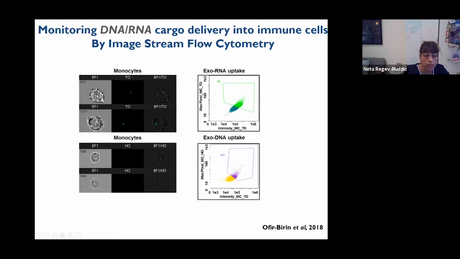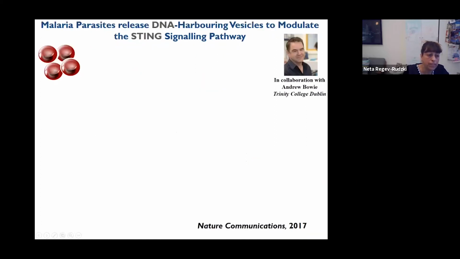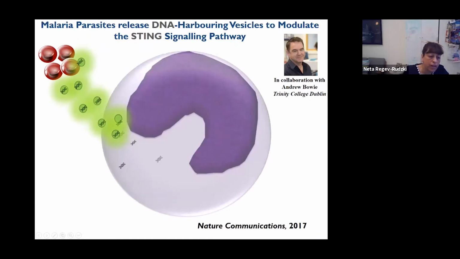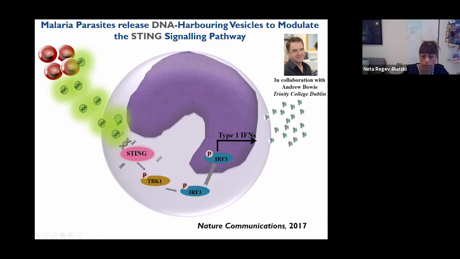And indeed, using this image stream flow cytometry, we were able to show that the parasitic vesicles can be taken up by host immune cells such as monocytes. Then the DNA cargo is released inside the cytosol and is recognized by the STING pathway. We were able to dissect step by step the signaling pathway to induce the type 1 interferon response, most probably as a decoy mechanism to confuse the immune response while the parasites are growing at a distance inside the red blood cell.